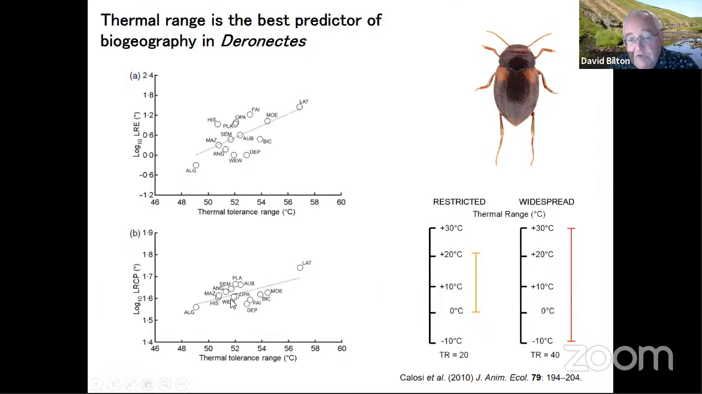So in other words, the range of temperatures over which a species can survive is the best predictor of its geographical range. And what we think is driving this is that the species which are really widespread have been able to retain their southern populations as climate warmed at the end of the last ice age, but also been able to expand north through a combination of high tolerance to cold temperatures and high tolerance to warm temperatures. They have a big range over which they can survive.